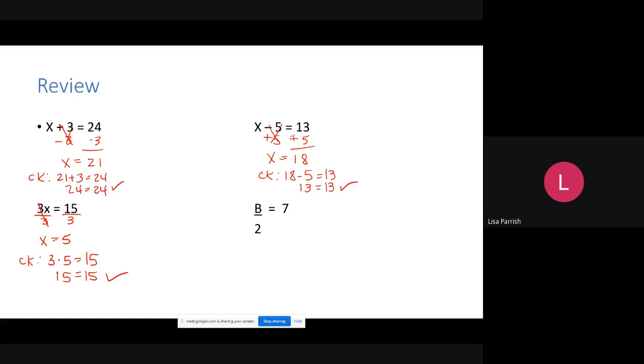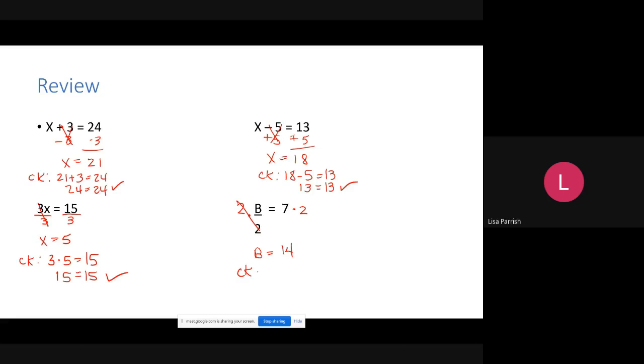The next one is a division equation. You have b divided by 2 equals 7. So we would solve this division equation by doing its inverse operation, which is multiplication. So times 2, times 2, that's going to cancel. And you have b equals 7 times 2 is 14.